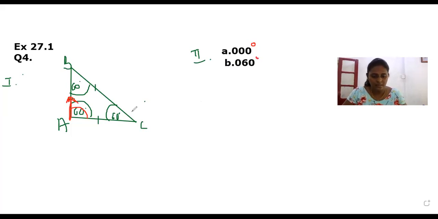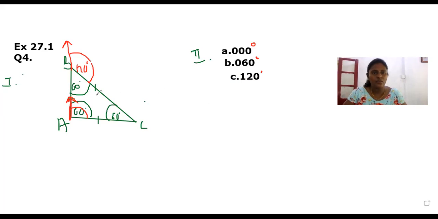Then C part, bearing of C from B. So from B, you want to get north. From B, this is the angle. So here 60 means it might be 120 degrees. So the answer for C part is 120 degrees.